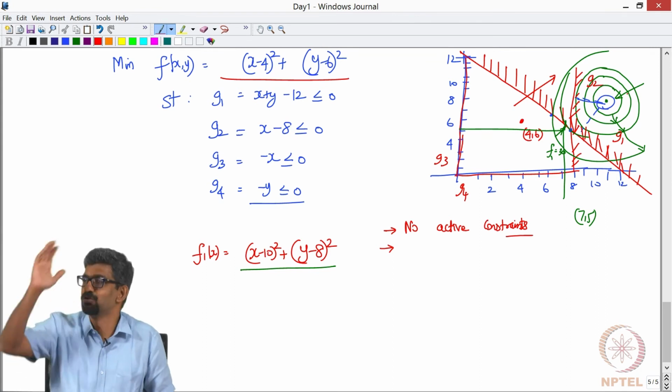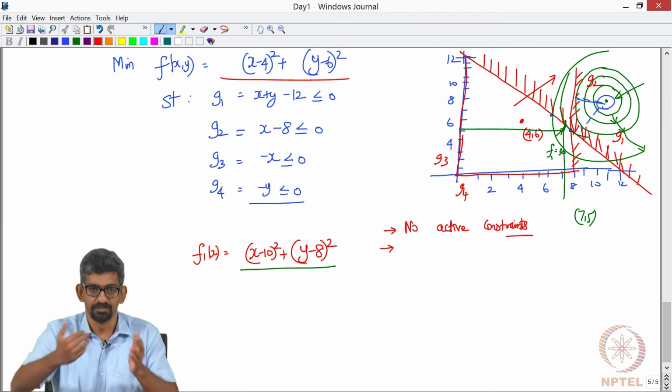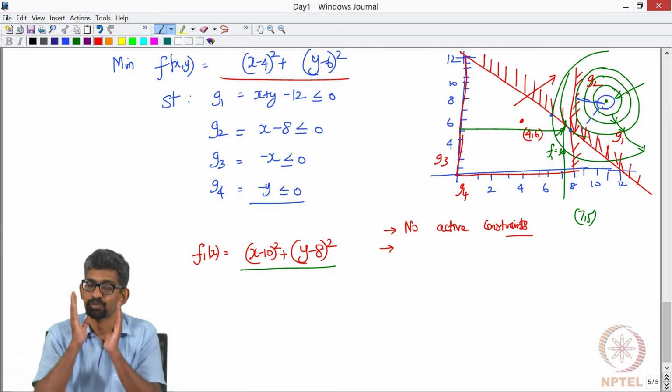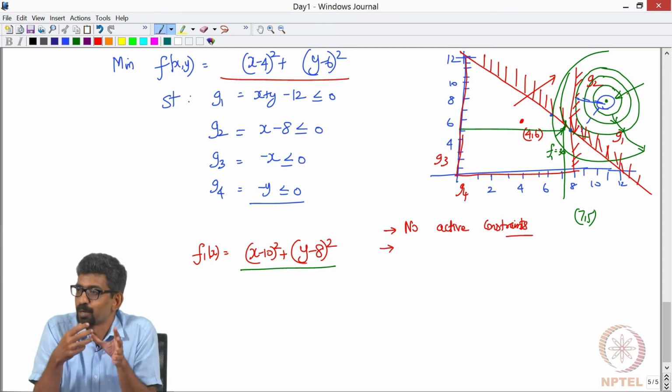The constraint is going in the opposite direction and your objective is in the other direction. The constraint and the objective are in opposite directions, so they should be conflicting. This is the basic idea of a problem formulation.